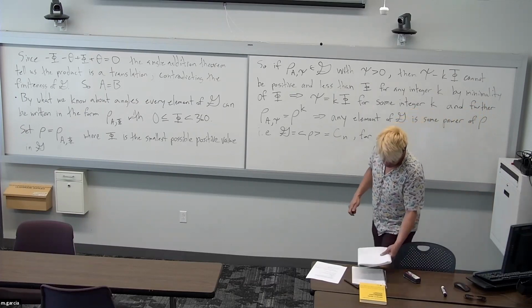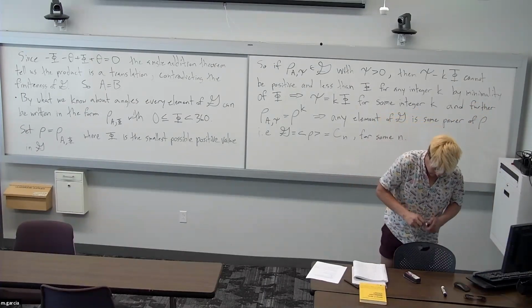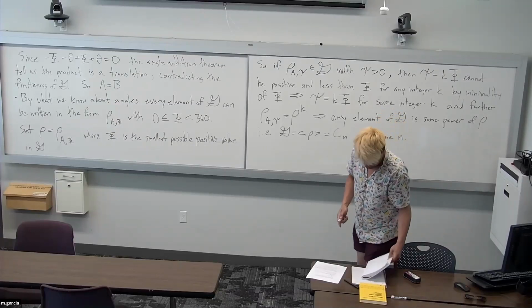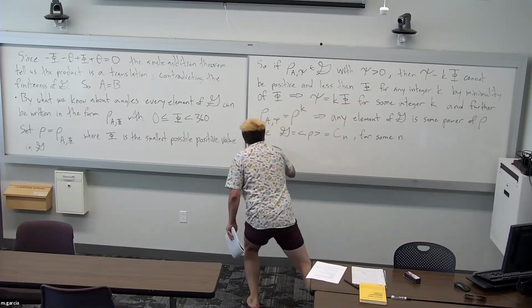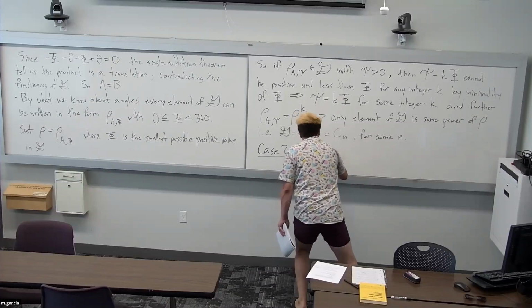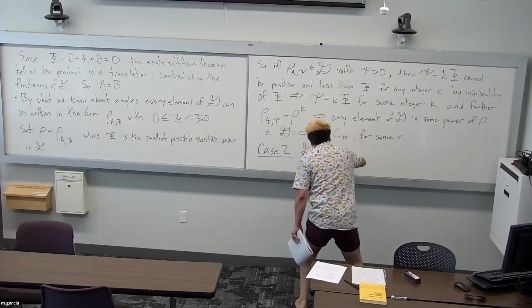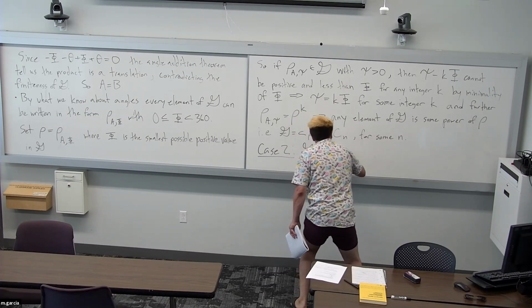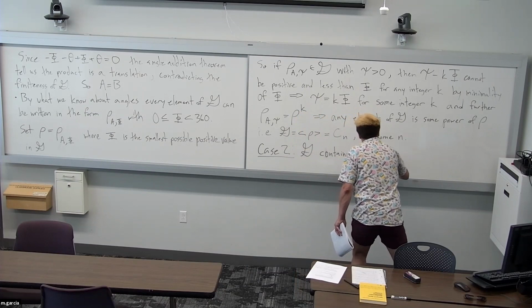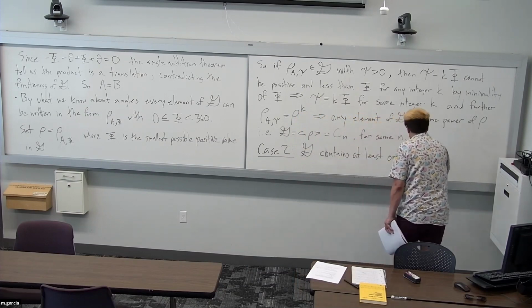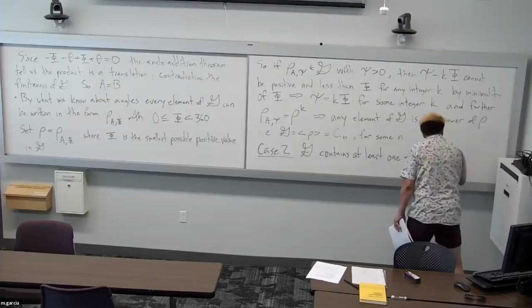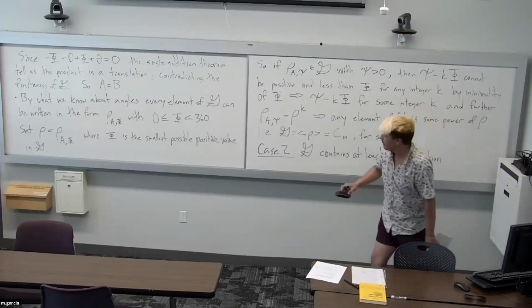Now let's go to case 2. Let's assume G contains at least one reflection. Okay, what can we say then?